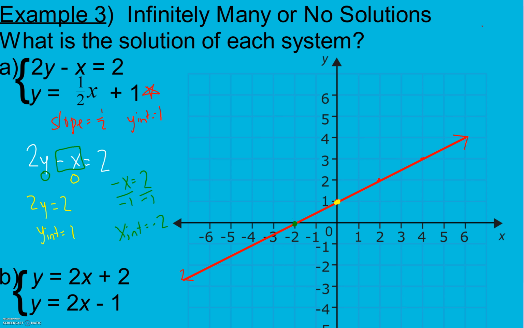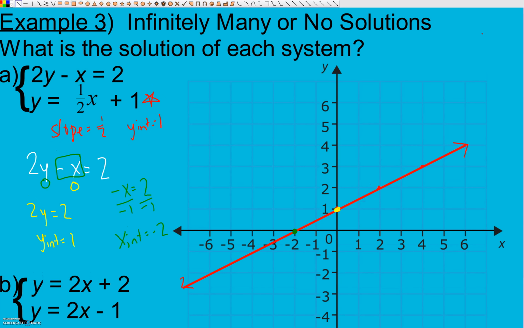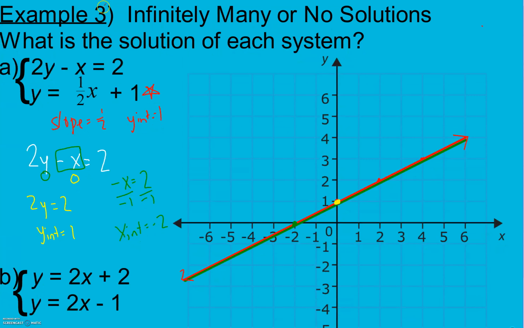Now, if I connect those 2 points and extend it through, I have the same line as I did with my initial equation. Since every point on these lines is the same, we say this is infinitely many solutions, because any ordered pair that will work for one equation will work for the second equation.